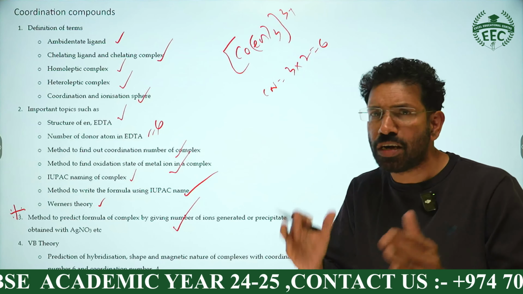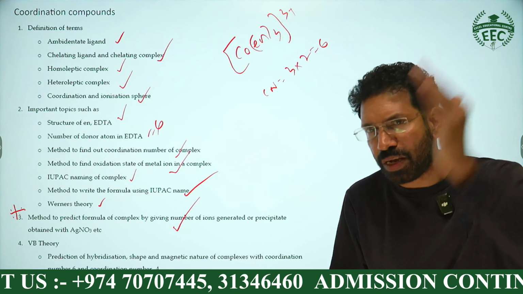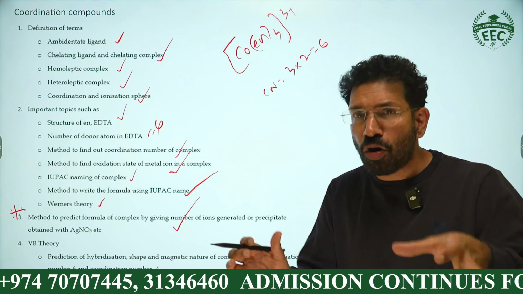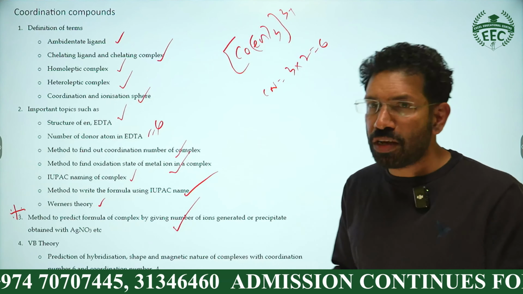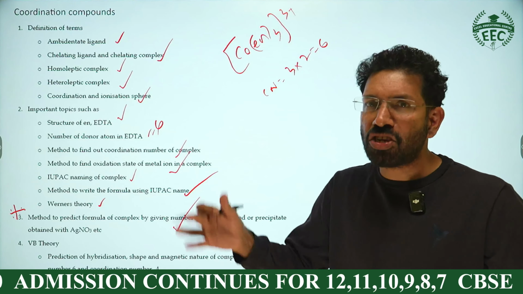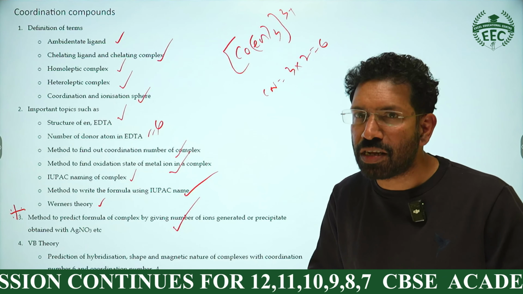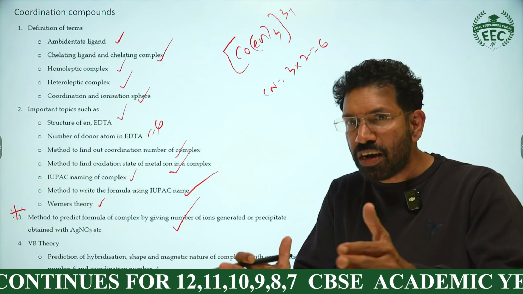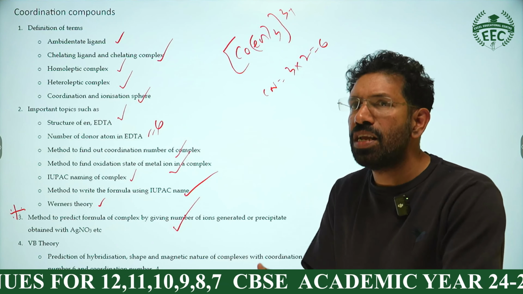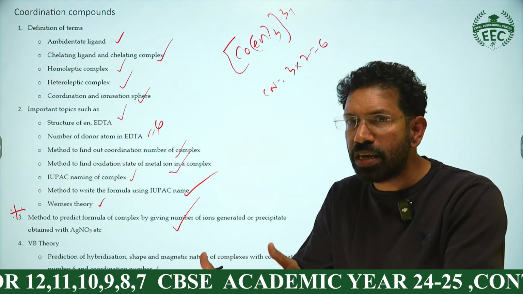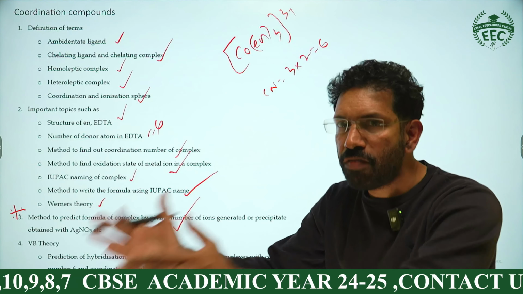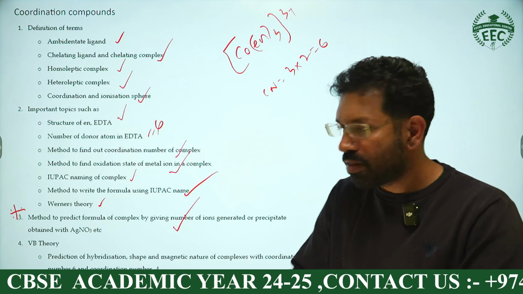Okay, then prediction of hybridization. Normally, they are not going to ask you to explain the hybridization. Never. They may give a complex and ask what is the type of hybridization here. You can predict it. There is a short method we told in the class. Within a fraction of a second you will get the hybridization. For an octahedral complex, strong ligand, what is the hybridization? Weak ligand, what's the hybridization? You studied already. That you have to remember.